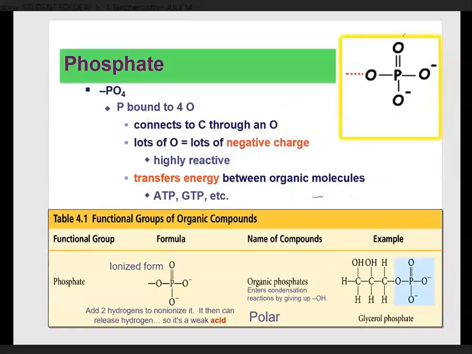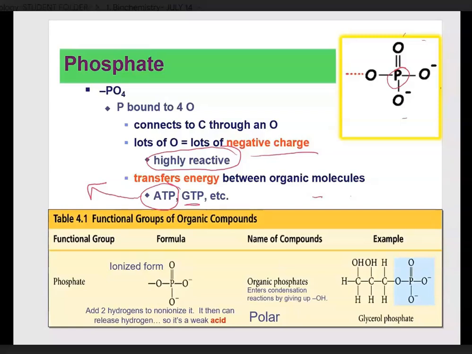How about the phosphate group? Phosphate group contains phosphorus, and phosphorus is surrounded by oxygen, and you can see oxygen at this point is very highly electronegative. Therefore, phosphate groups are extremely reactive because they have a lot of negative charge. Where do we find phosphate groups? In DNA, RNA, also ATP, GTP. You probably are familiar with ATP. This is the energy molecule that can be hydrolyzed to release the energy, and it's synthesized by mitochondria.